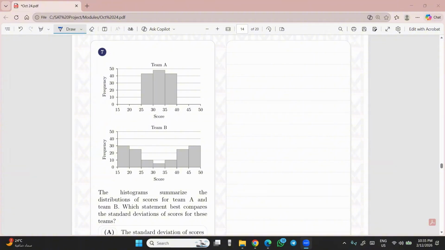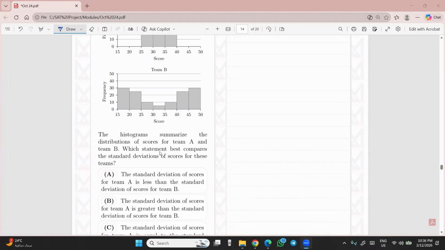In question 7, as we can see here, we have two histograms, and the first one is team A and the second is team B. The histogram summarizes the distributions of scores for team A and team B. Which statement best compares the standard deviation of scores for those teams?